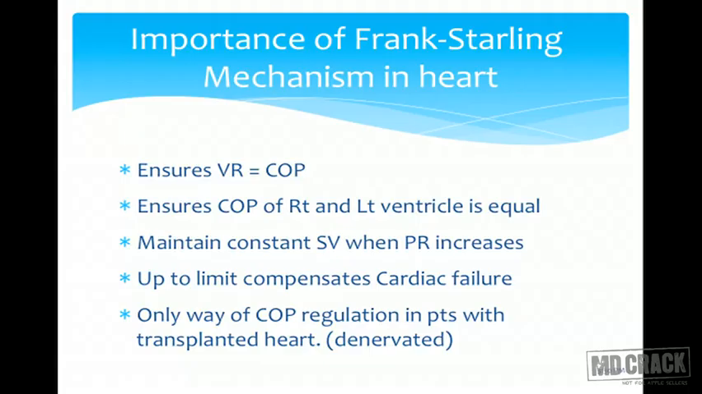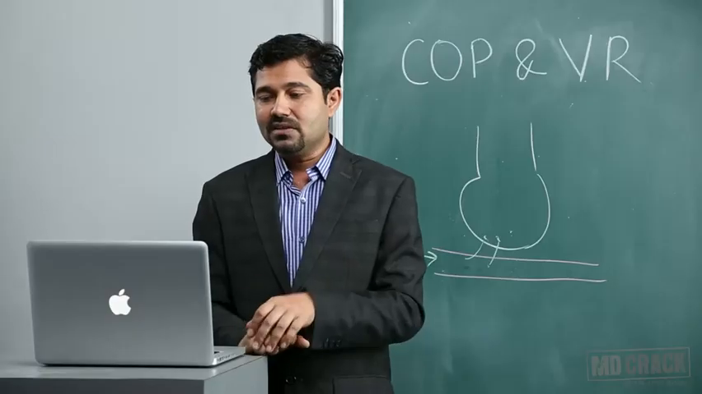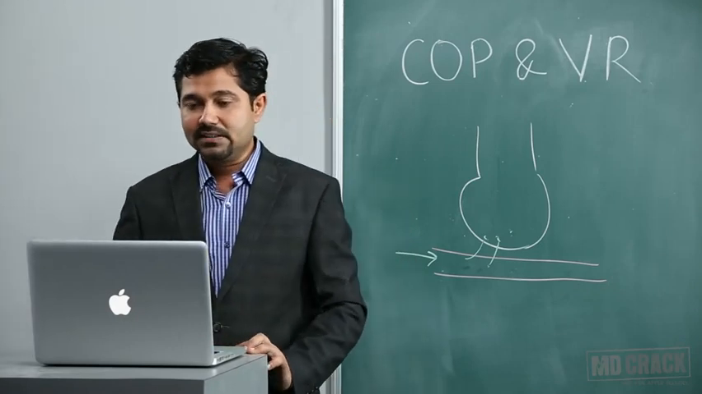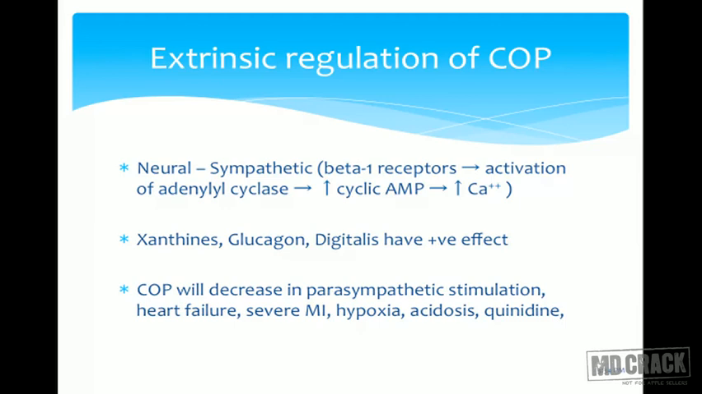Cardiac output is regulated in patients with a denervated heart, the transplanted heart, in which there is no nerve supply to the heart. So in these patients, Frank-Starling's law remains the only mechanism to regulate the cardiac output. So these are some important points related to the Frank-Starling mechanism. Now we will see the extrinsic regulation of cardiac output. We will call it the heterometric regulation.